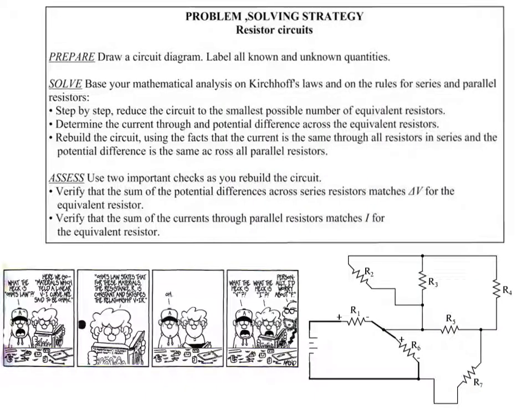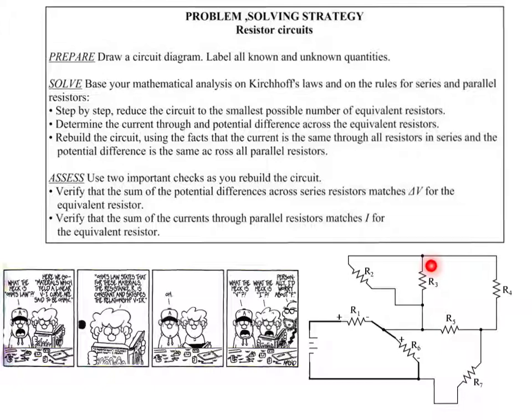So let's begin by looking at a problem-solving strategy for resistor circuits. Now this applies whether there's light bulbs in the circuit or resistors, and we can even use this strategy as we work with capacitors, okay? To prepare, you're going to start by drawing a circuit diagram and label all the known and unknown quantities. Often a circuit diagram is given for you, but if it's kind of complex, you might want to analyze that circuit diagram and redraw it so it makes a little more sense to you. And you definitely want to make sure that you assign resistors R1, R2, and so on to that circuit.